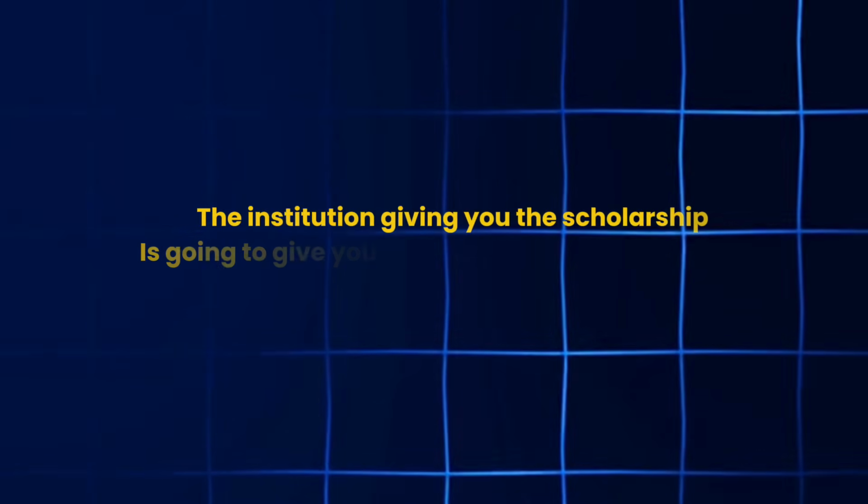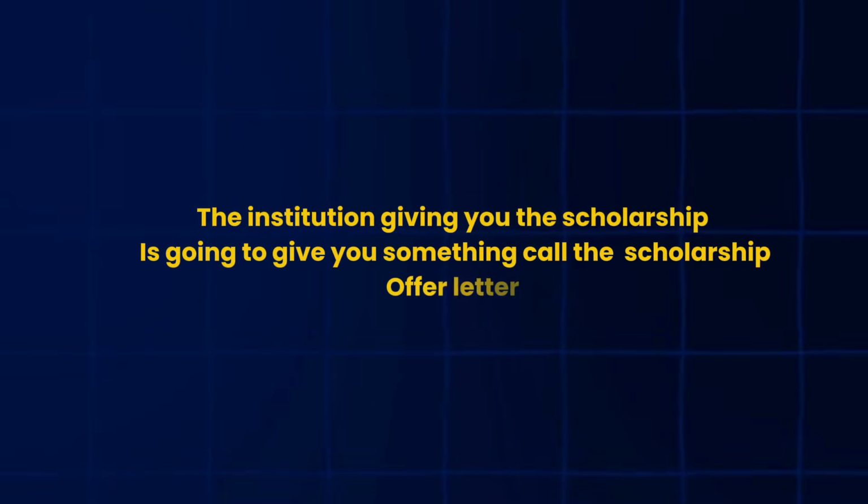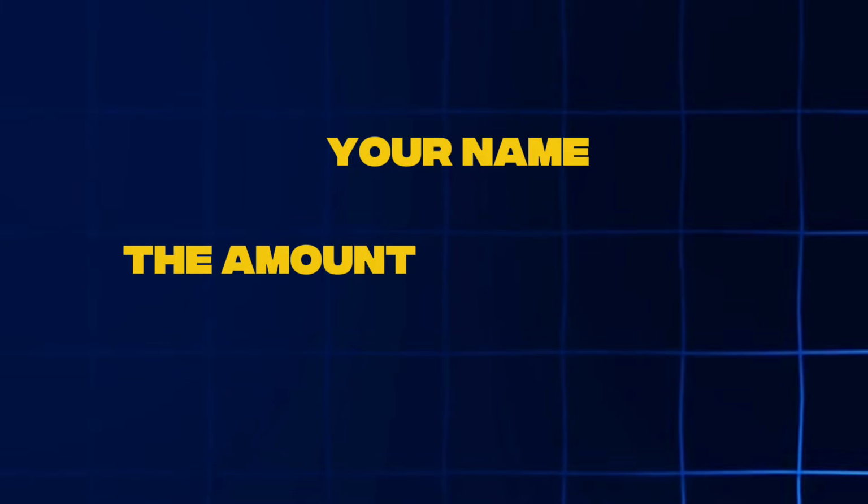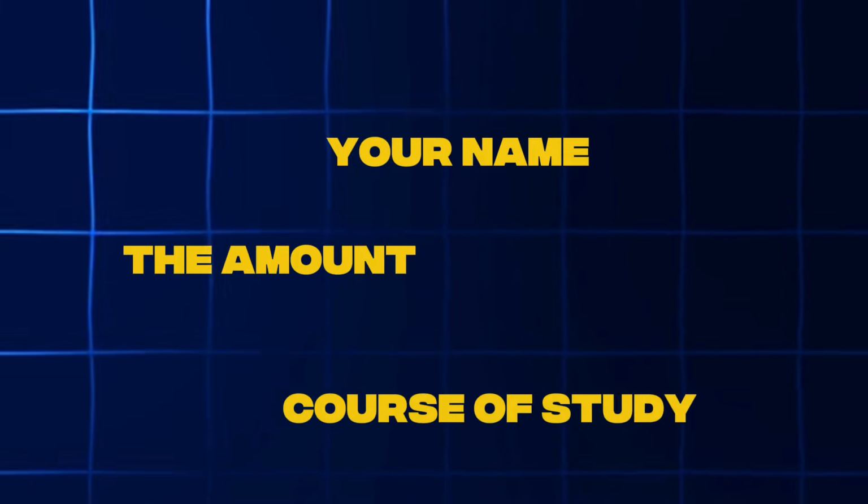The institution giving you a scholarship is going to give you something called a scholarship offer letter. This scholarship offer letter is going to have your name, the amount that they are giving you as the scholarship, and other information, the course you are going to study is going to be there. Now, this scholarship offer letter serves two purposes. One, it is your proof of funds.